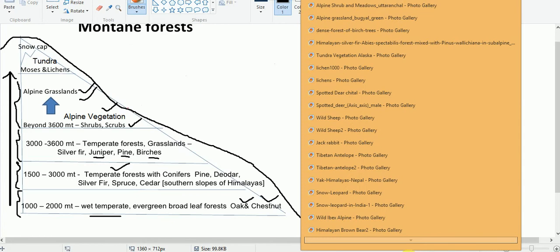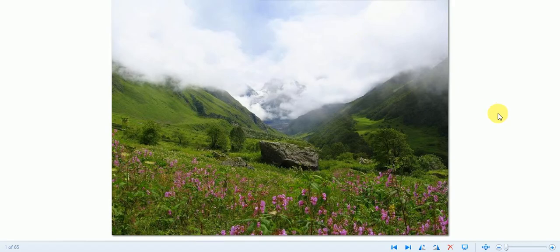And here we have a photograph showing alpine shrub and grassland. You may be seeing some small trees and grasses. This is an example of alpine vegetation.